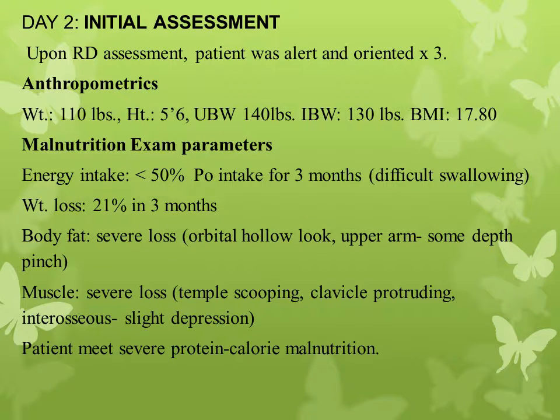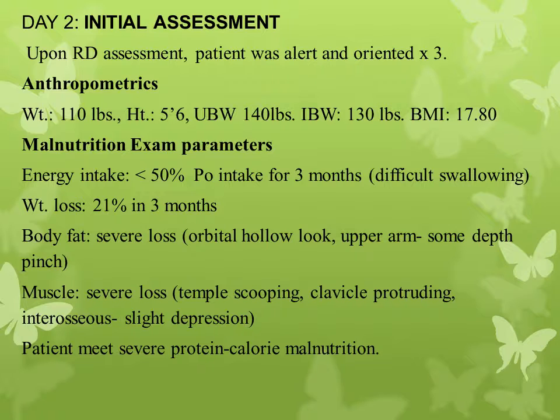Upon my assessment, patient was alert and oriented times 3. Weight was 110. Usual body weight 140 pounds per patient. Ideal body weight calculated to be 130. BMI calculated to be 70.80.